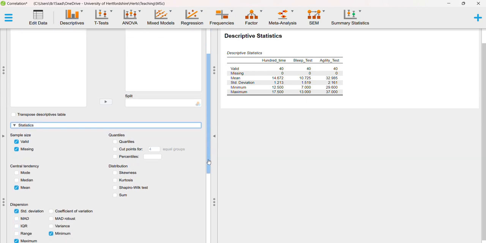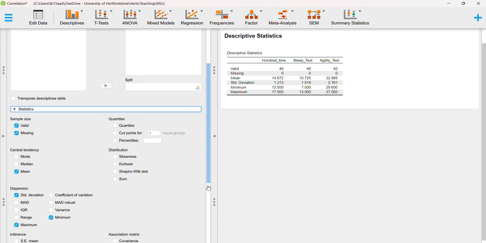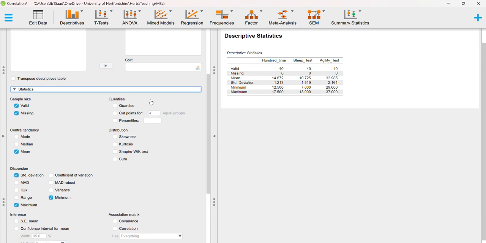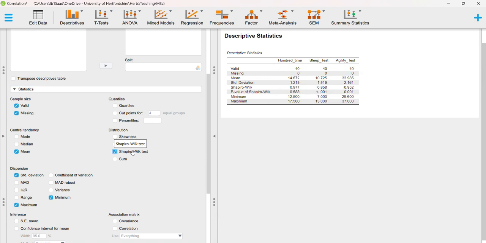So at the moment it's got valid and missing data, and then it's got mean and standard deviation clicked. We can have whatever we want from this highlighted. So if you wanted quartiles, if you wanted your skewness, your kurtosis, whatever it is that you want, you can add into that table. I want to look at normality, which is the Shapiro-Wilk test. So I'm going to click the Shapiro-Wilk test. So we get a normality value for each of the 3 variables.